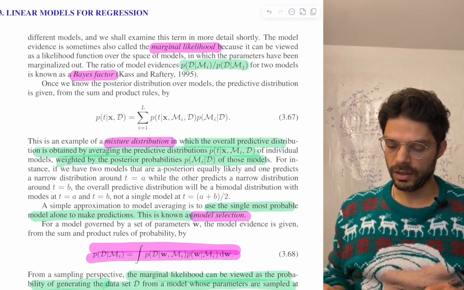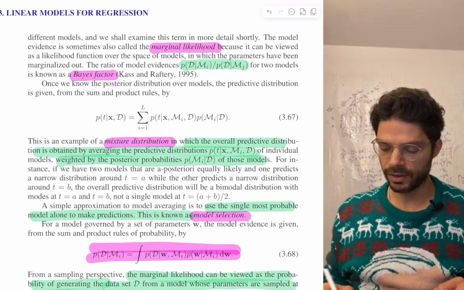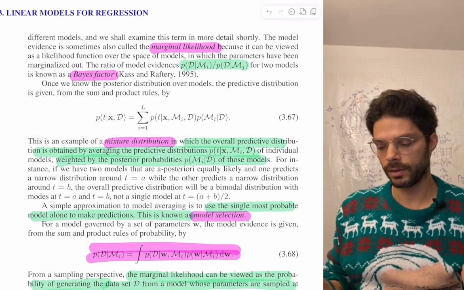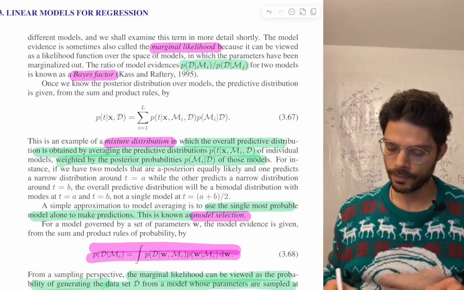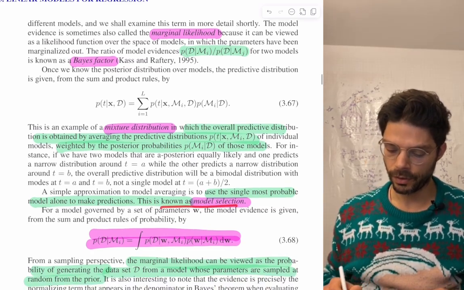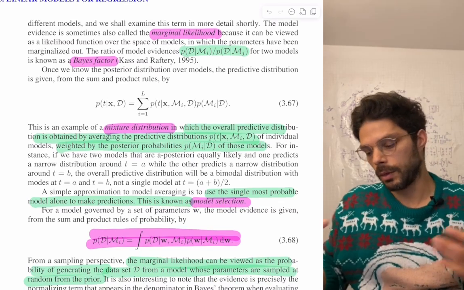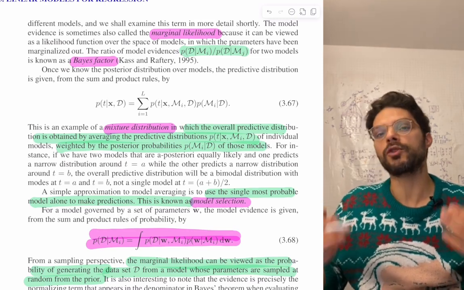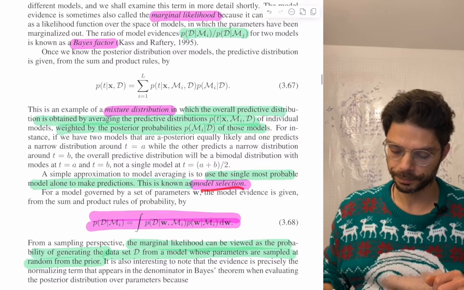So this is pretty cool, and what we often encounter is actually taking the most probable model, maybe the MAP estimate over the models, and this is known as model selection. Instead of averaging your models, you just want to know which model fits my data best, so you pick the most probable one. That's model selection.